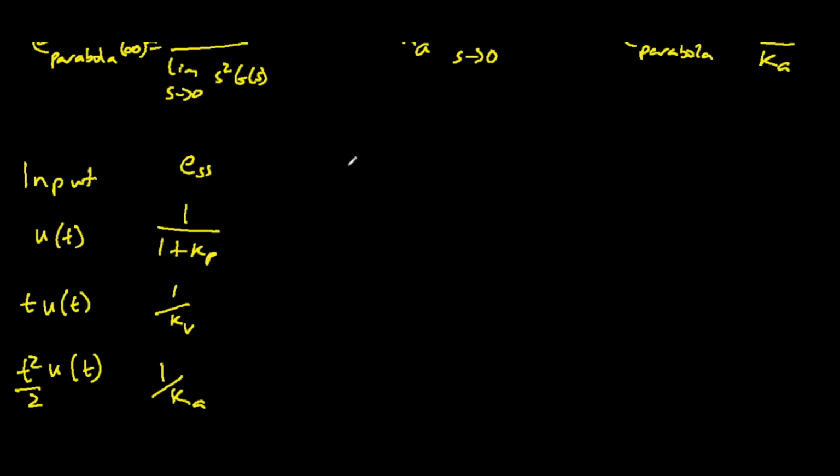Now, let's talk about different types of systems. If we have a type 0 system, then your Kp will be constant.